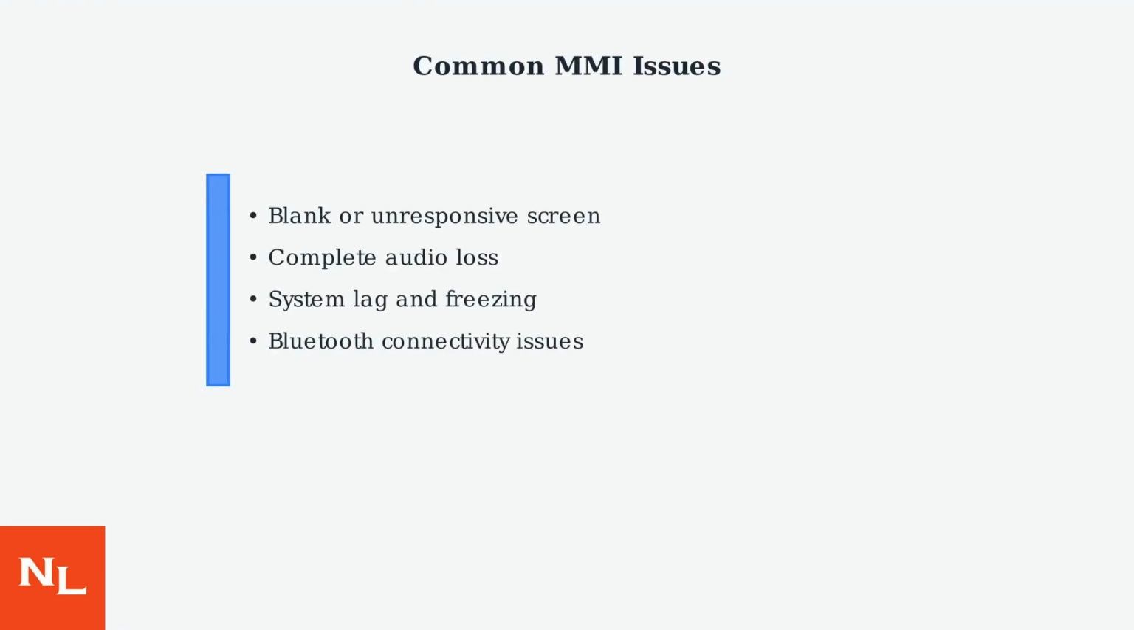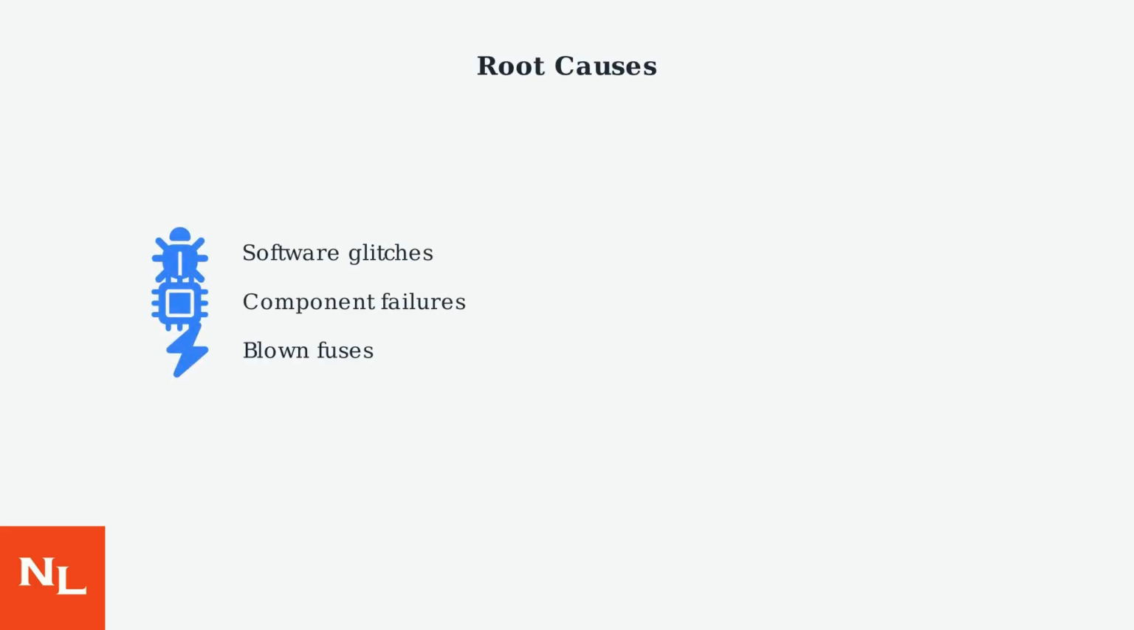Audi Q5 MMI problems can manifest in several frustrating ways. You might encounter a completely blank screen, total loss of audio, or annoying system lag that makes navigation difficult. These issues typically stem from three main causes: software glitches that develop over time, component failures in the MMI hardware, or simple problems like a blown fuse.